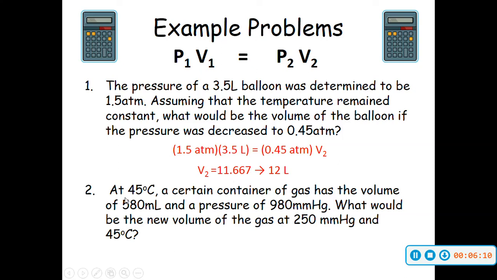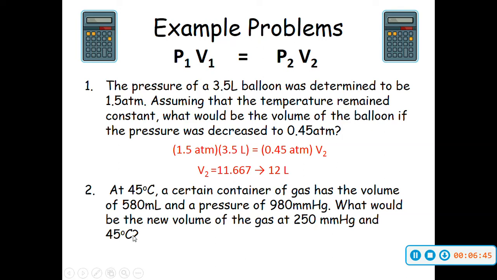So number 2: at 45 degrees Celsius, a certain container of gas has a volume of 580 milliliters and a pressure of 980 millimeters of mercury. What would be the new volume of the gas at 250 millimeters of mercury and 45 degrees Celsius? Okay, so again, let's take a look at what we've been given and what our unknown is. If you notice, they do give us temperature: 45 degrees Celsius and then again 45 degrees Celsius.